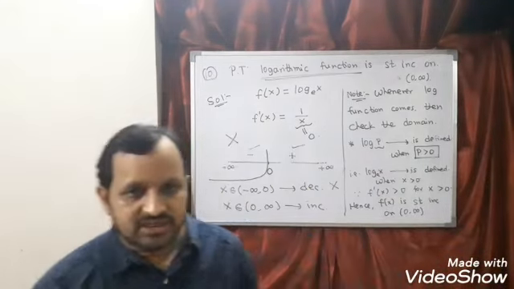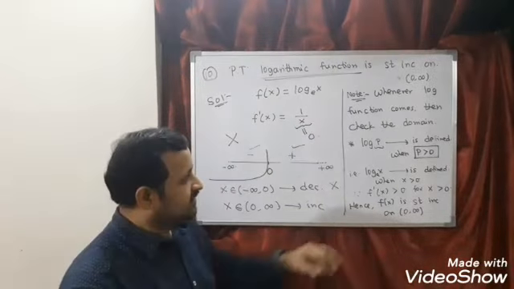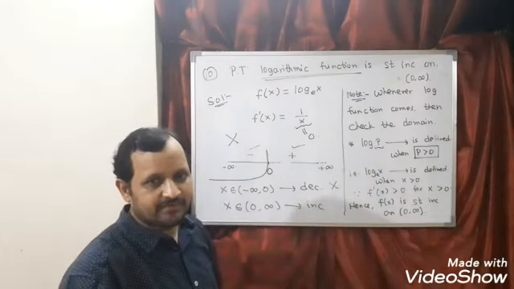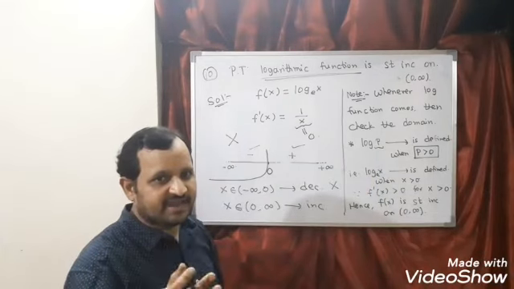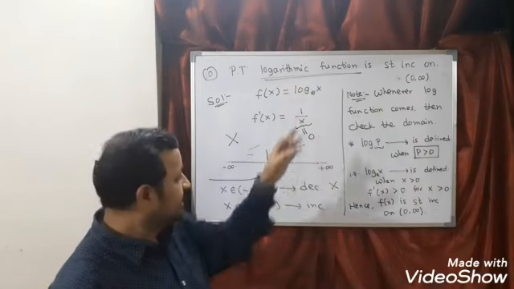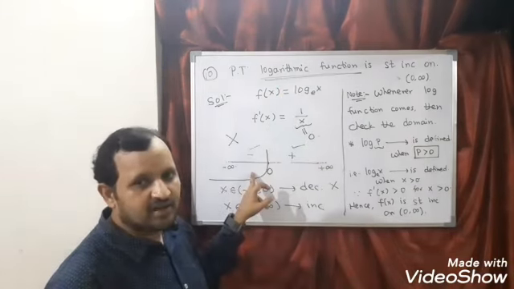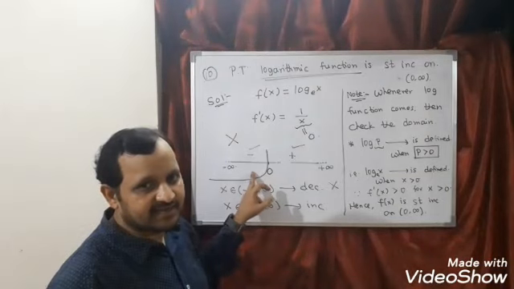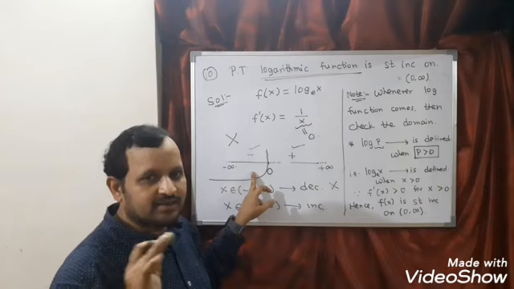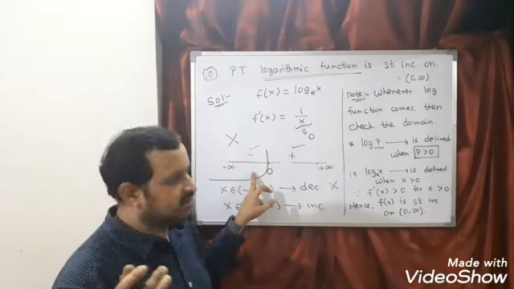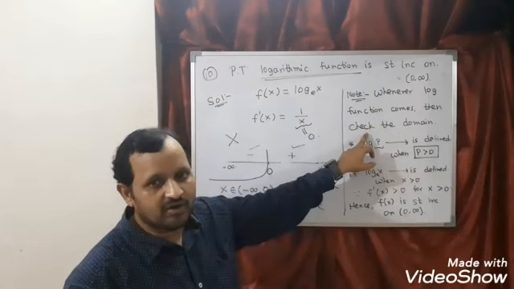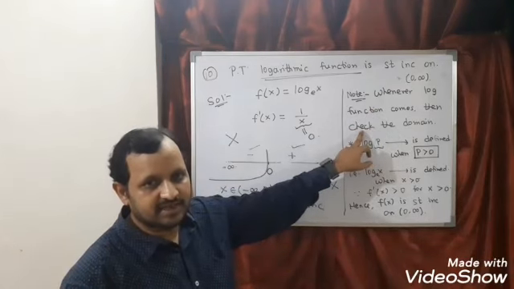So whenever a log function comes, then check the domain of that function. It is very simple. If the function is defined, then only we can discuss the increasing and decreasing character. If the function is not defined, how can we say that it is increasing or decreasing? So if a polynomial function comes, then the domain is all real numbers, and whenever a log function comes, you have to check the domain of the log function. Is it clear?